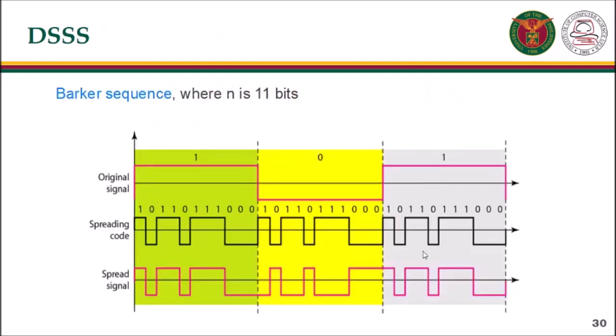As an example, let us consider the sequence used in wireless LAN, the famous Barker sequence, where n is 11. When the original data bit is 1, the produced spread signal follows the spreading code. If the value is 0, the produced spread signal is the inverse of the spreading code.